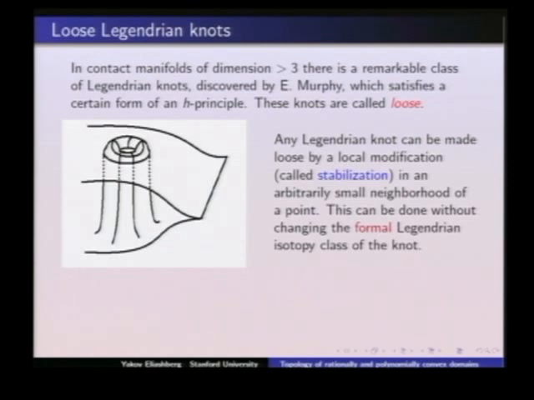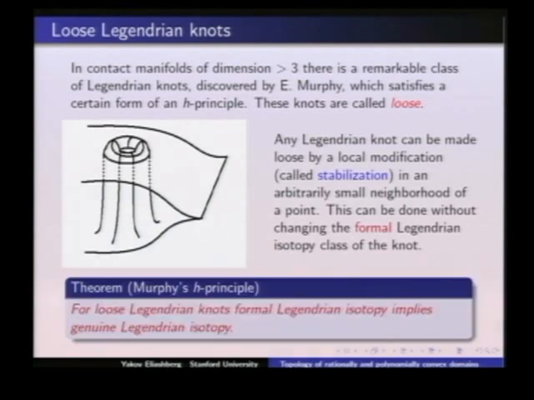So what I am saying is that there is this notion of a loose knot, and we say that a knot is loose if it's a stabilization in this sense of some other knot. The important thing is that you can make any knot loose by a local modification in the neighborhood of one point. And Murphy proved that for loose knots, formal Legendrian isotopy, that means just topological isotopy together with some covering family of Legendrian homomorphisms, can be realized.